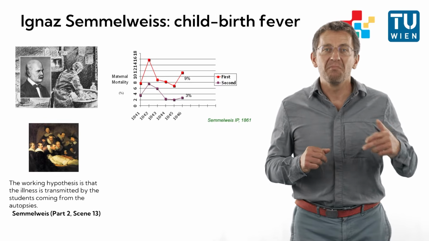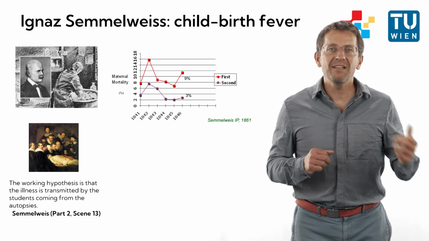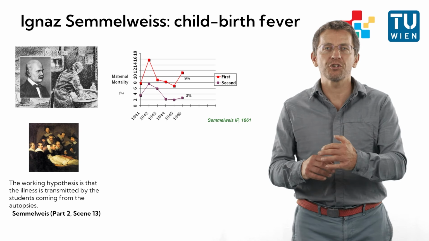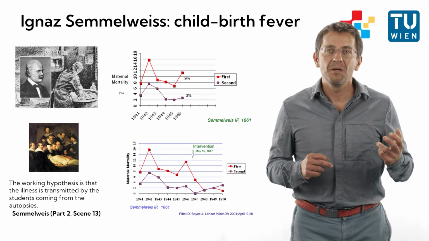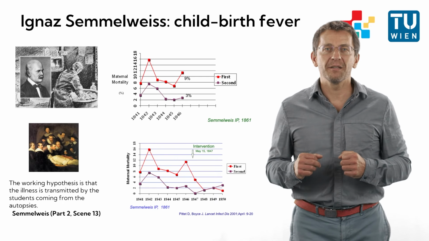But Semmelweis put this idea to the test. In 1843, he introduced hand washing with chlorine, a substance that removes organic matter. The result: mortality dropped dramatically.